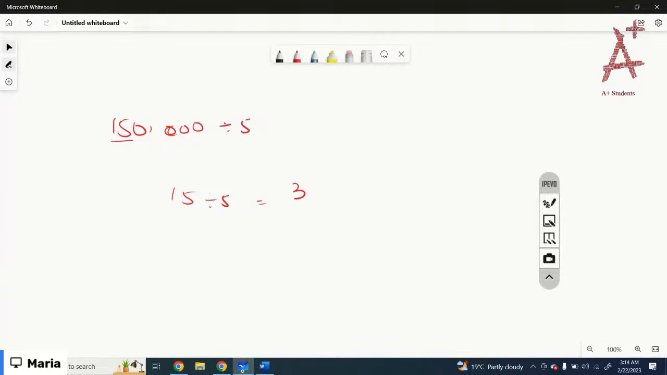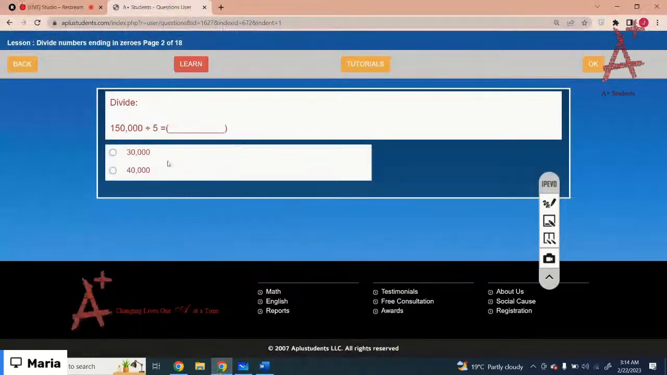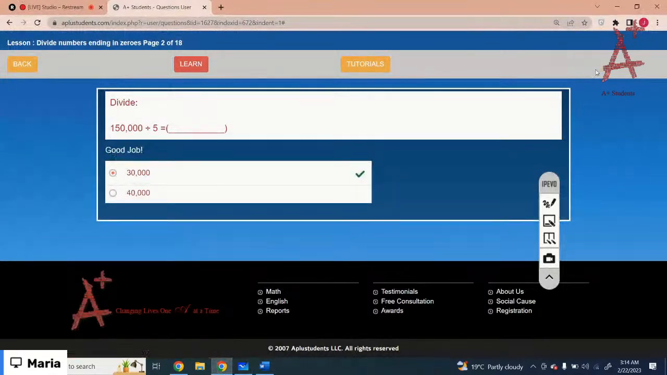Got it? Now you can count the number of zeros. Here you have 4 zeros. That means the quotient must have 4 zeros. So it would be 30,000. Got it? 150,000 divided by 5 is 30,000. So the correct option is 30,000. So just select the correct option and then click on the OK button.